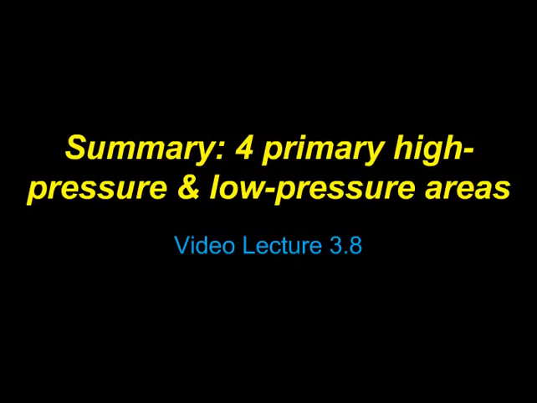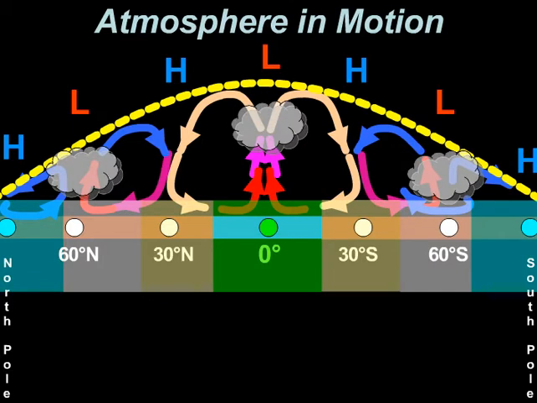Now in video lecture 3.8, we're going to put it all together. This here is a summary of our various high pressure and low pressure areas that predominate throughout the year. So along the equator we have that low pressure, getting closer to the 30 degree north, 30 degree south area, you have the high pressure, the drier conditions. Then we have another area of precipitation, another area of changing weather that we find along the mid-latitudes, and eventually we get to the polar areas where we have that dominant high pressure that dominates year-round.